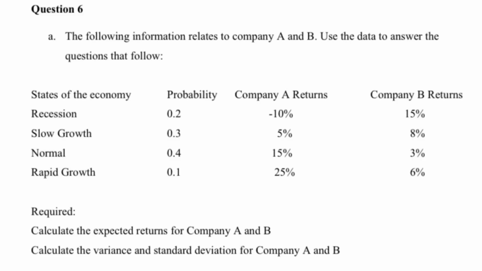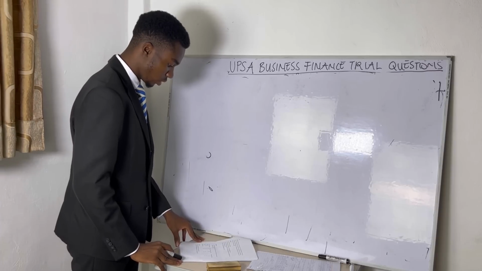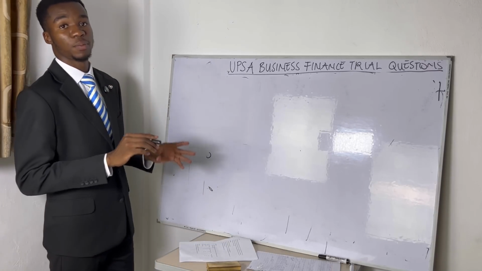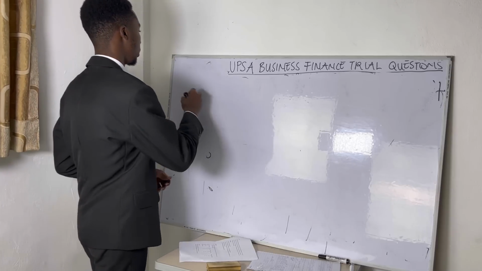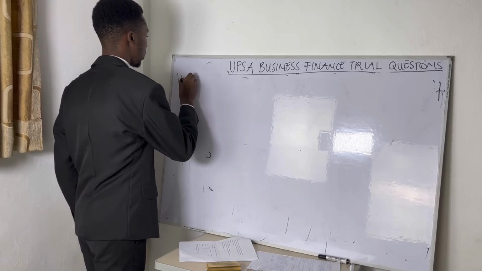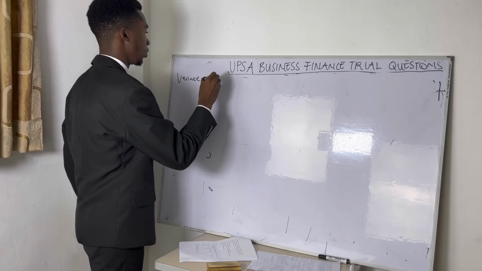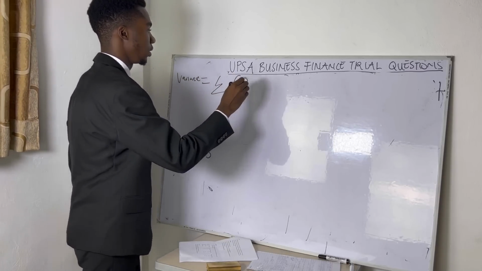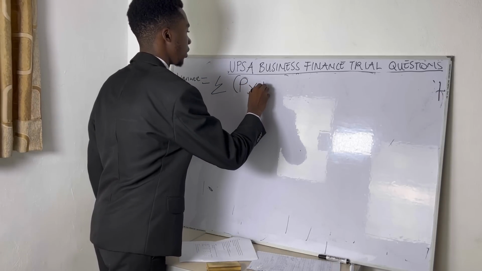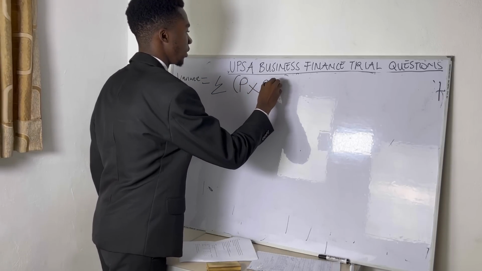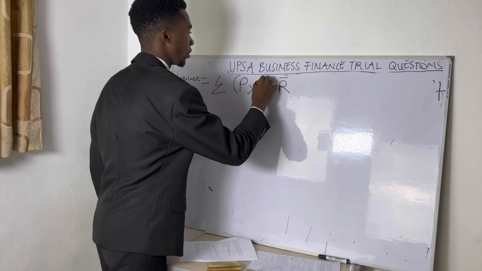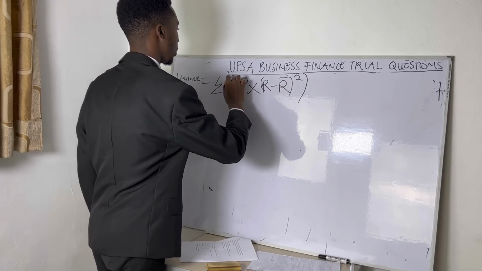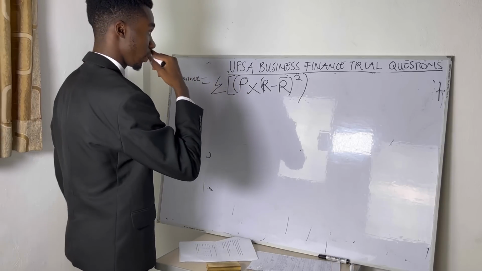All right, so let's clean the board and solve for it. So the B says you should calculate the variance and standard deviation for company A and B. And anytime they've given you the probability already, this is the formula you use for the variance. So the variance is equal to the summation of the probability times the return minus the expected return. So all this squared. You can also close it, so you can make this one big.